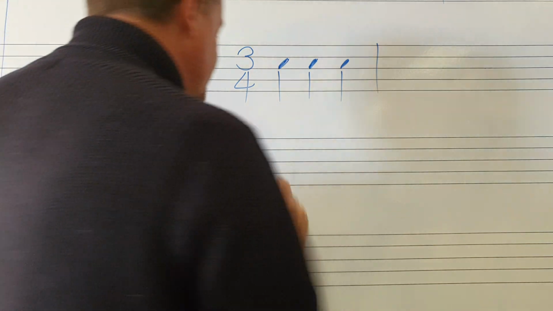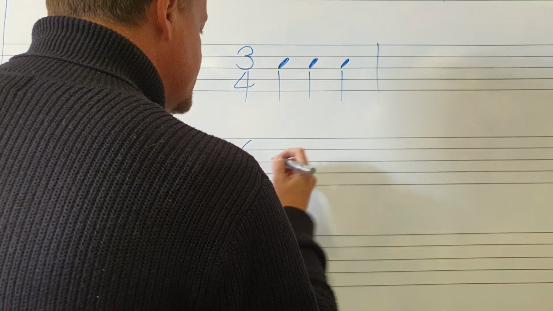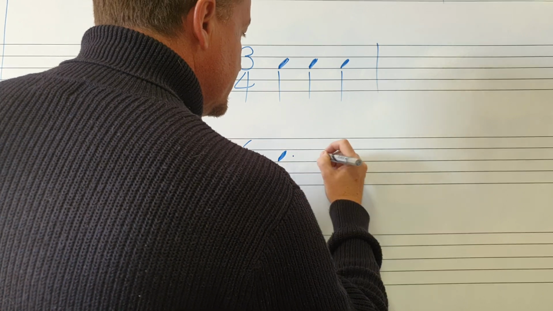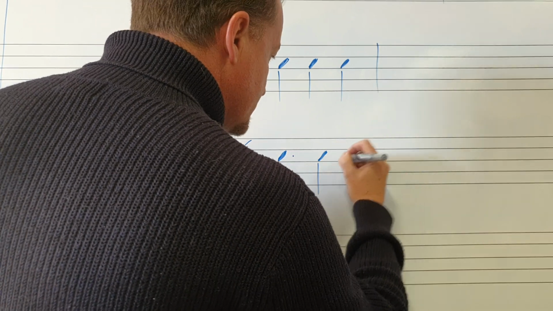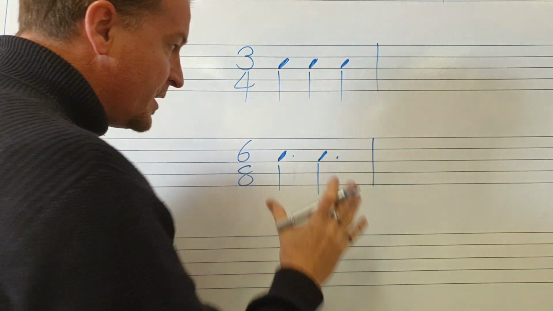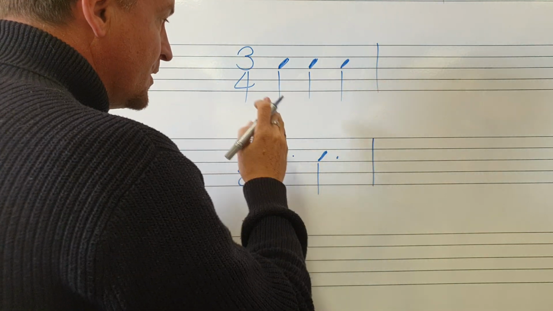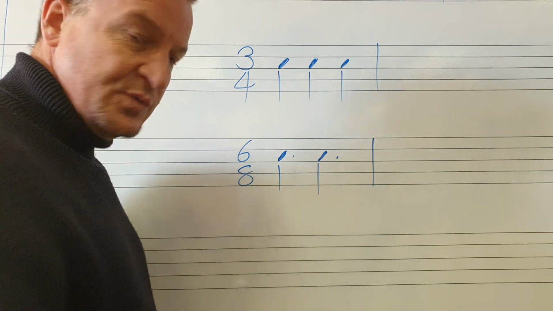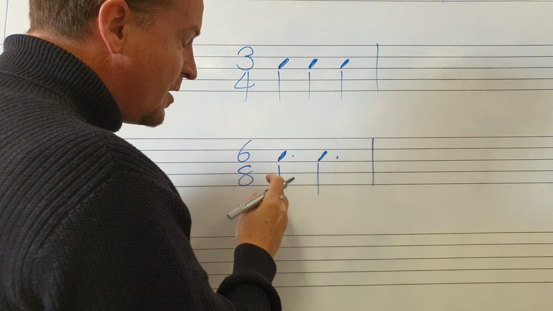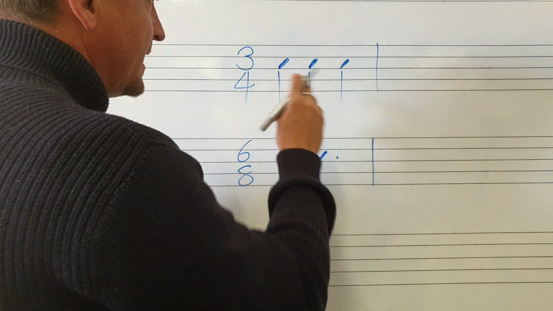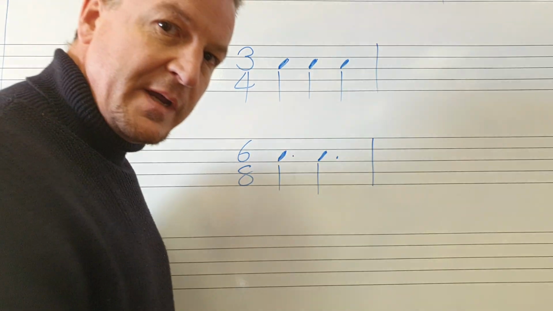Okay, this is 3/4, and this is 6/8, and this over here is compound duple. So this is a simple time signature and this is a compound time signature. What you'll notice is that that is grouped in 3 and this is grouped in 2. And remember, the main difference between simple and compound: a compound beat is a dotted crotchet, and in a simple you've just got the straight crotchet.